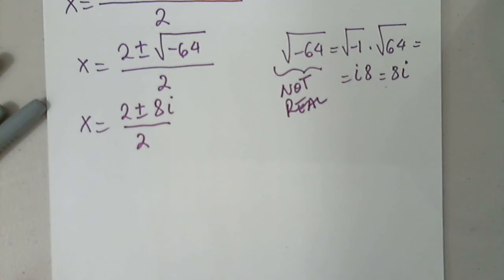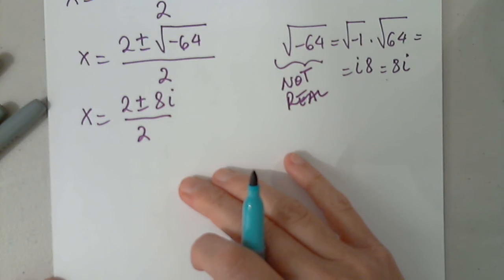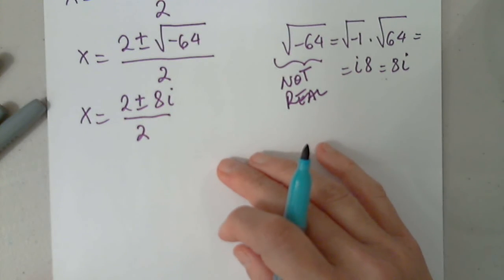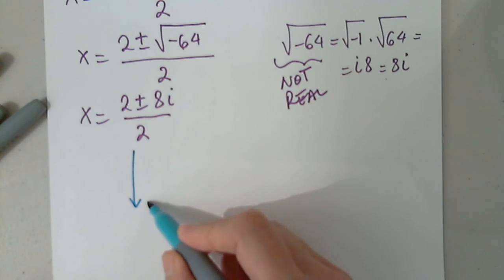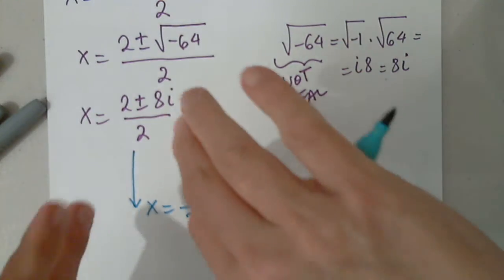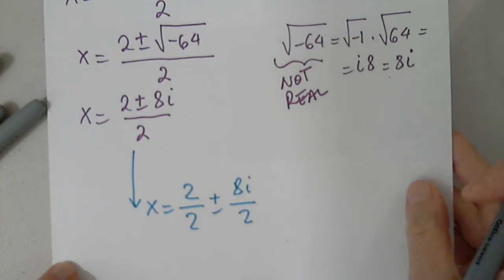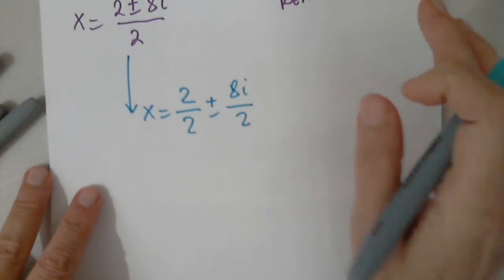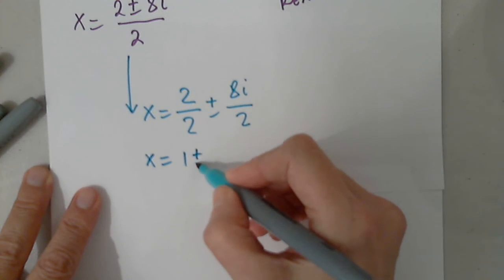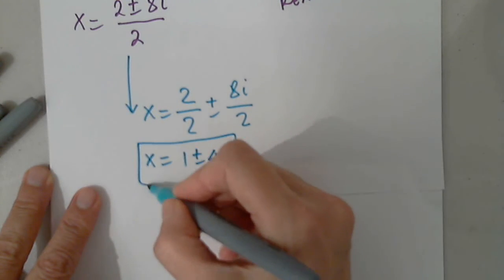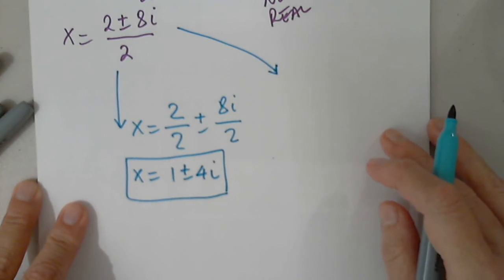This will be a terrible mistake, to simplify this or simplify this. That's never allowed. We never simplify terms or pieces of terms. So one option here is to write x equals 2 over 2. Separate into two fractions. Plus or minus 8i over 2 and simplify. 2 divided by 2 is 1. 8 over 2 is 4, plus or minus 4i. And that's final.